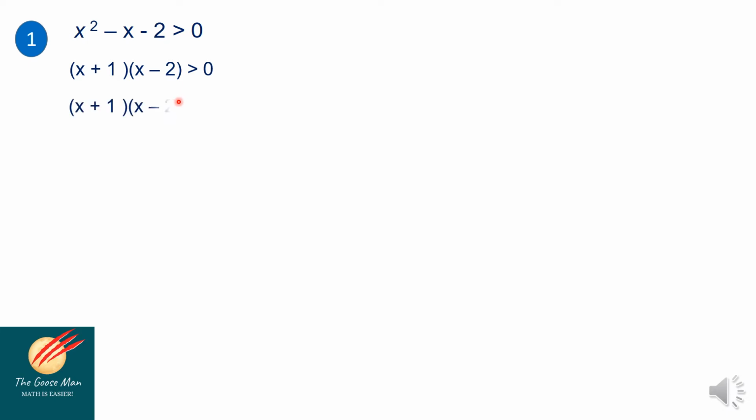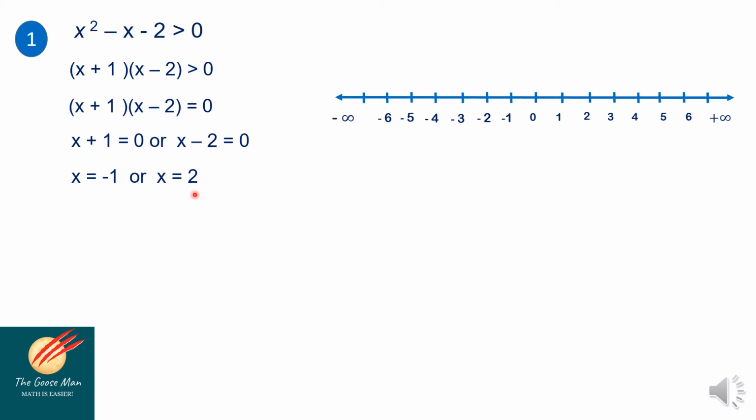Then after that, we will equate this to 0 to find the values of x. So we can have x plus 1 is equal to 0, or x minus 2 is equal to 0. Solving for x, we have x is equal to negative 1, or x is equal to 2. So these will be the boundaries in our number line. So we have negative 1 as well as positive 2. Take note that these are hollow because this is greater than. Next, we have three regions.